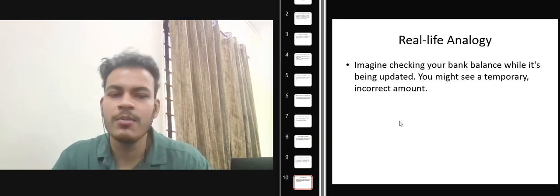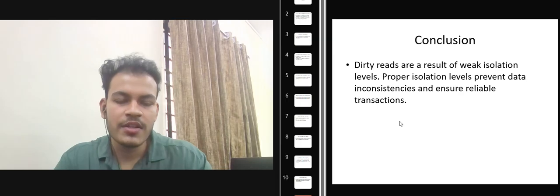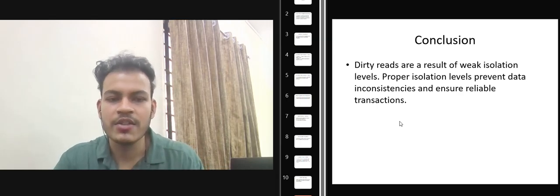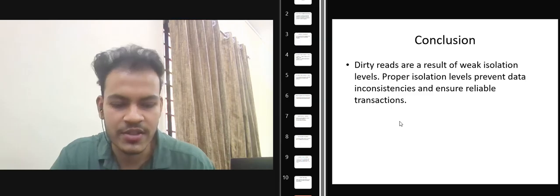Real life analogy: imagine checking your balance while it's being updated. You might see a temporary incorrect amount. Dirty reads are a result of weak isolation levels. Proper isolation levels prevent data inconsistencies and ensure reliable transactions.